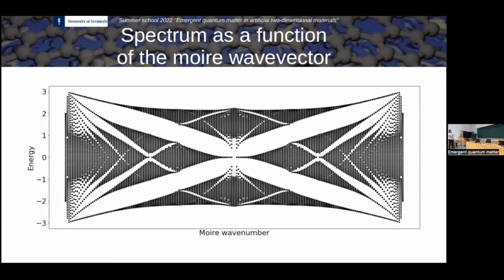And the number of gaps that you have depends on the wave number of the modulation, which in terms of moiré materials means that it depends on the twist angle between the two materials. And in general, you get a relatively complex spectrum, and actually in the limit in which the potential is incommensurate, you get a fractal spectrum. So you get an infinite number of gaps, an infinite number of bands.